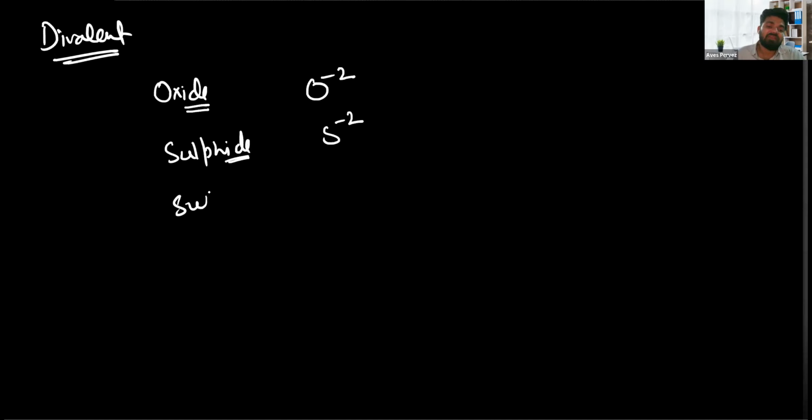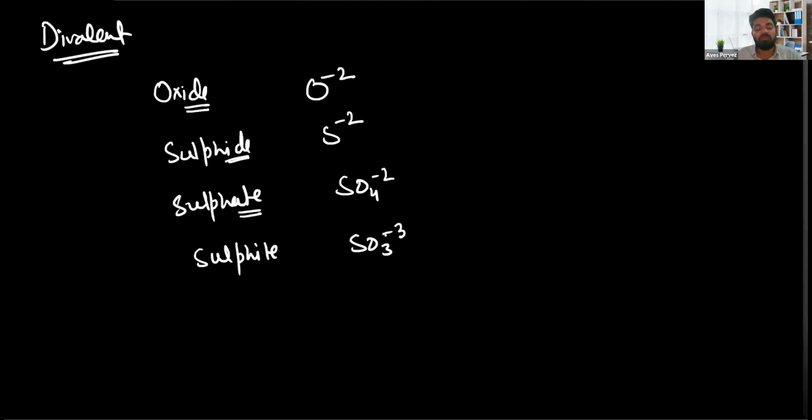Then we have sulfate. ATE: this is SO4 with valency minus 2. Then we have sulfite, ITE: SO3, also minus 2. The difference between ITE and ATE is one oxygen, but the valency is the same. It is SO4 minus 2 and SO3 minus 2, and the valency is still the same, minus 2. In ATE we have 4 oxygen, and in ITE we have 3 oxygen.